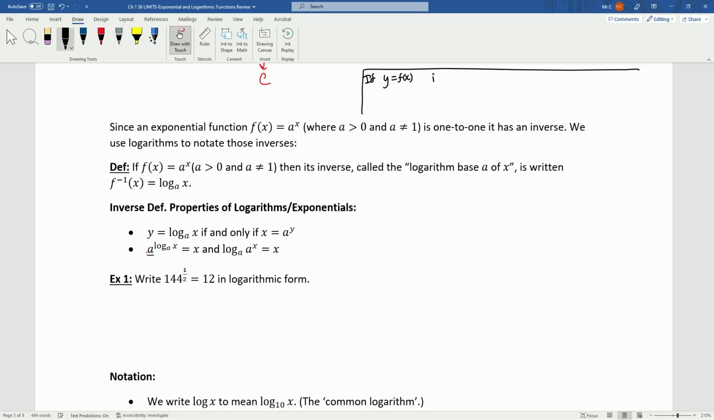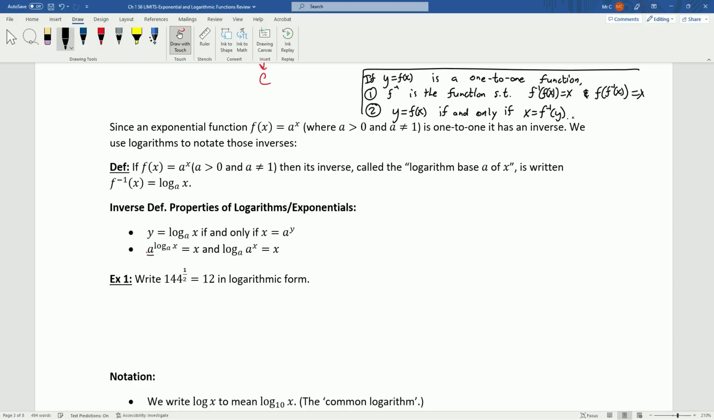If y equals f of x is a one-to-one function, meaning each output only has one corresponding input, there are two equivalent definitions. The first one is that f inverse is the function such that f inverse of f of x equals x, and f of f inverse of x equals x, or the equivalent definition that y equals f of x if and only if x equals f inverse of y.